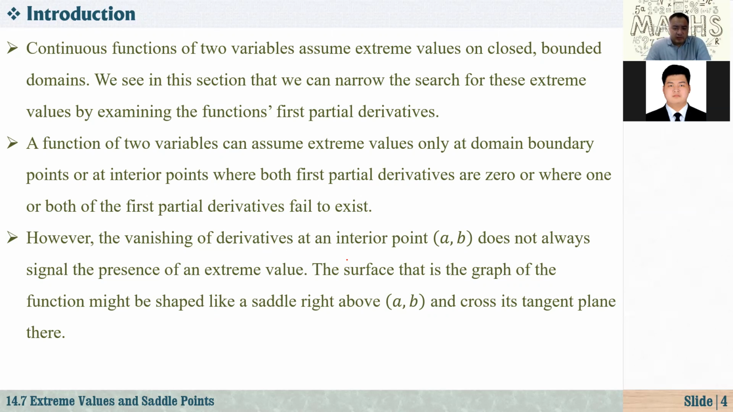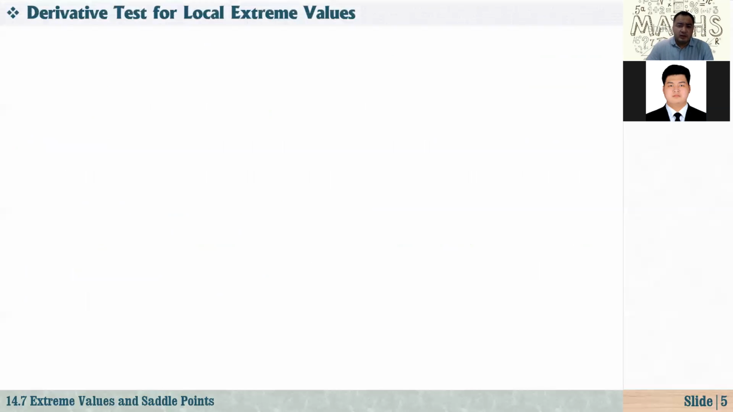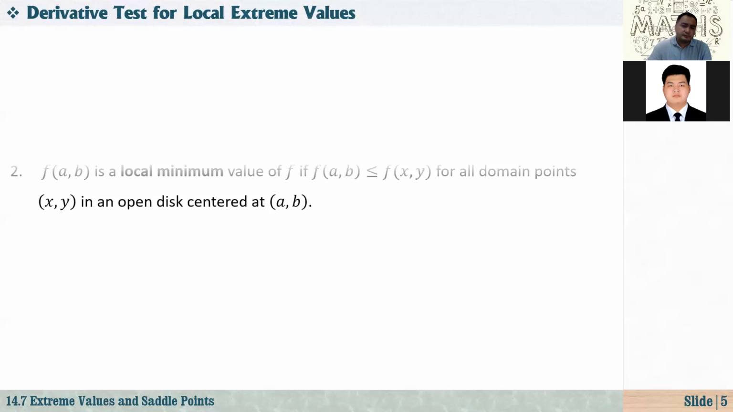However, the vanishing of derivatives at an interior point (a, b) does not always signal the presence of an extreme value. The surface that is the graph of the function might be shaped like a saddle right above (a, b) and cross its tangent plane there. So the partial derivatives may be equal to 0 at a point, but that's not enough. It may be a saddle point, which means that the function has neither a local maximum nor a local minimum.